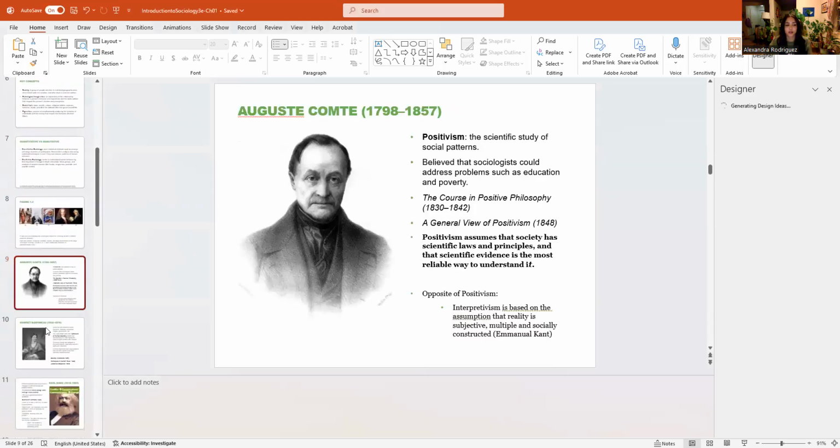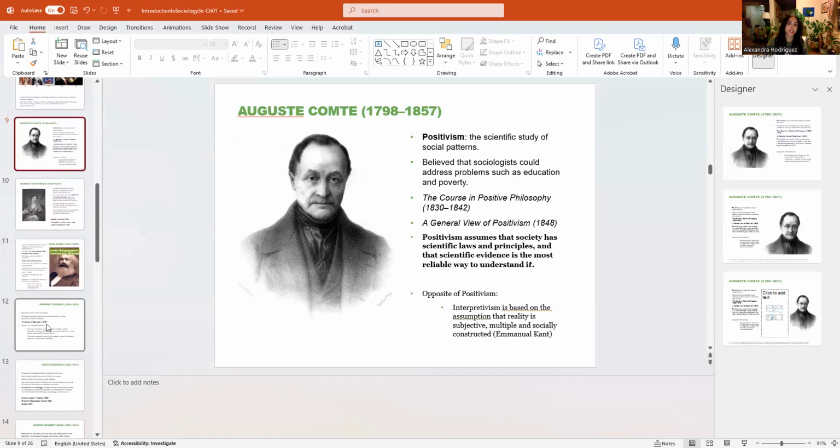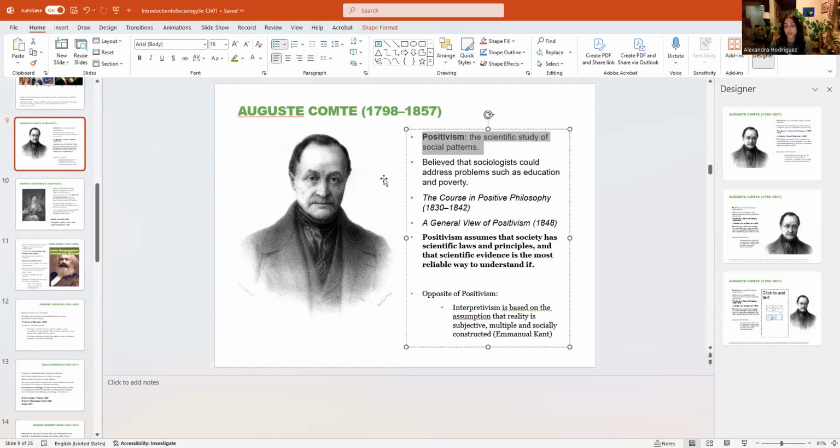So then we're going to move into a few major theorists in sociology. Because this isn't a theory class, you will not be tested on any of these theorists, but I'm going to give you a quick recap, but not too deep. So we have Auguste Comte, and he is known for positivism, which is the scientific study of social patterns. And here, the most important thing is that positivism assumes that society has scientific laws and principles, and that scientific evidence is the best way to understand society and what's going on within that.